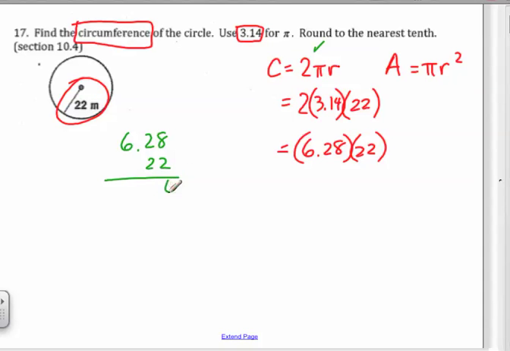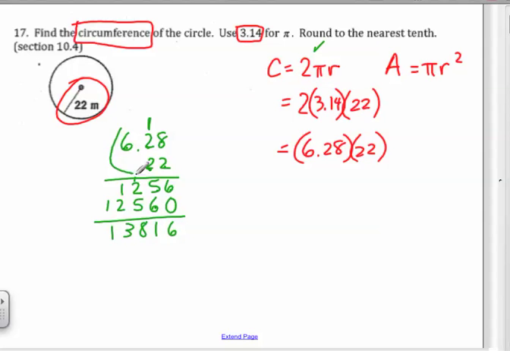2 times 8 is 16, carry my 1. 2 times 2 is 4, and 1 is 5. And 2 times 6 is 12. I put a 0 there as a placeholder because I'm multiplying from the 10th place now. 2 times 8 is 16, carry my 1. 2 times 2 is 4, and 1 is 5. And 2 times 6 is 12. Oh, look. 1, 2, 5, 6, 1, 2, 5, 6, because it was the same number. Let me add them. 6, 11, 8, 3, 1.